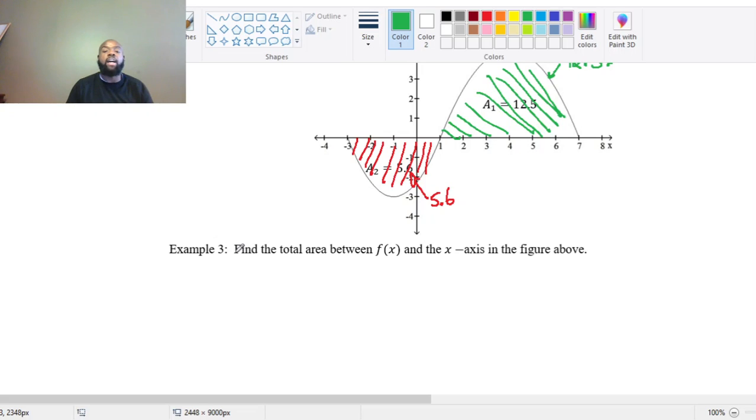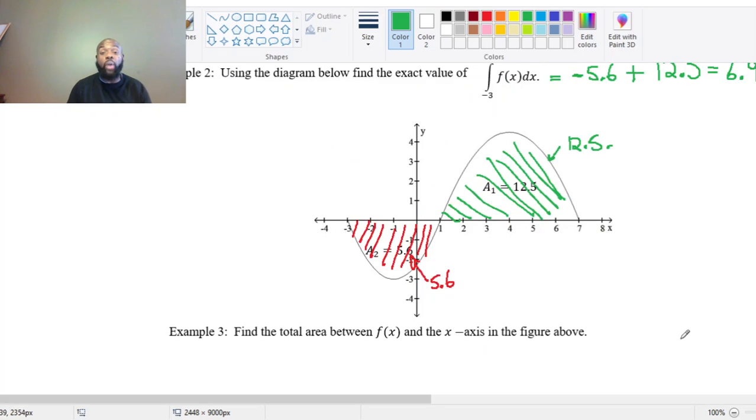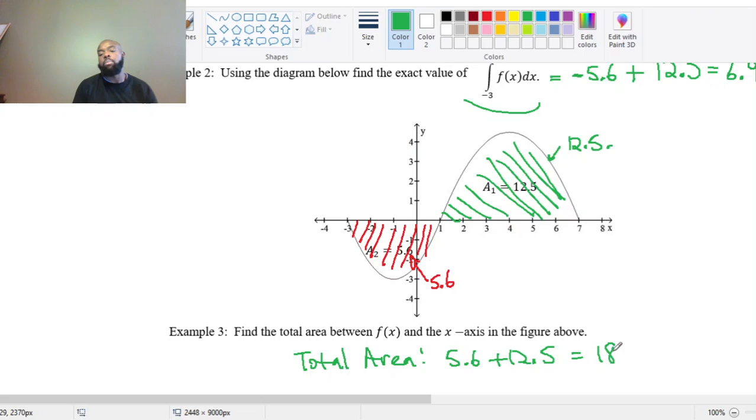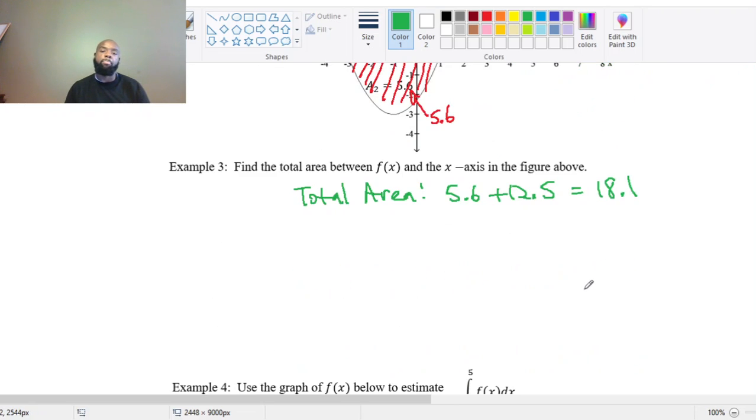Example 3 says find the total area between f of x and the x-axis. Well, the total area is just the combined positive areas, right? So notice the difference between what it's asking. When it's asking for the integral, we make whatever values are below the x-axis negative, and if it's asking for the total area, we keep all of the areas positive, and we get 18.1, okay?